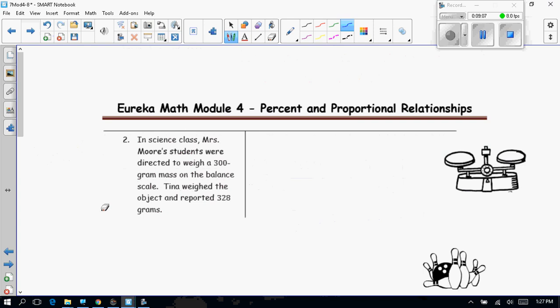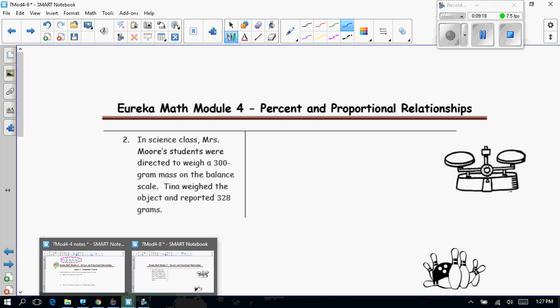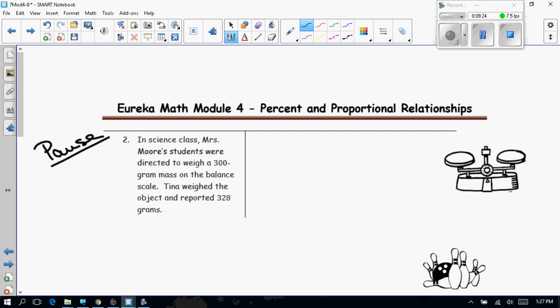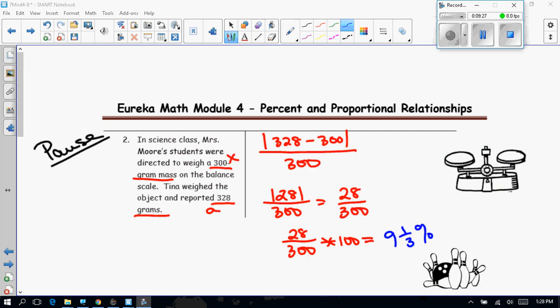All right, page 67. In science class, Mrs. Moore's students were directed to weigh a 300-gram mass on a balance scale. Tina weighed the object and reported it was 328 grams. I want you guys to figure out how far off Tina was. So again, hit pause and see if you can figure this one out. Okay, Tina reported that it was 328, but it really was 300. So 328 minus 300 gives you 28, and the exact was 300. So when I divide that and then multiply my answer by 100, I get 9 1/3%.